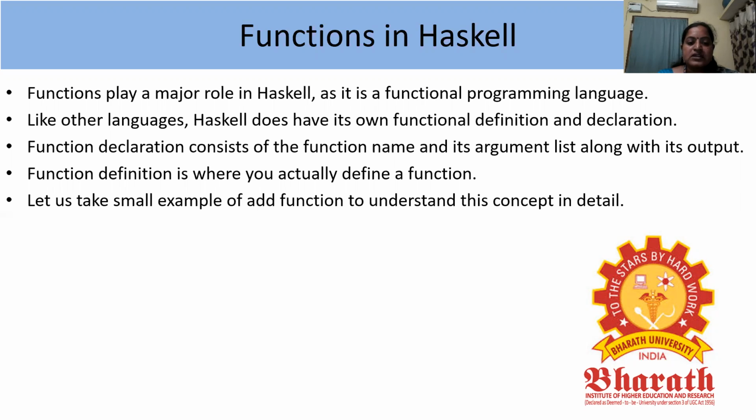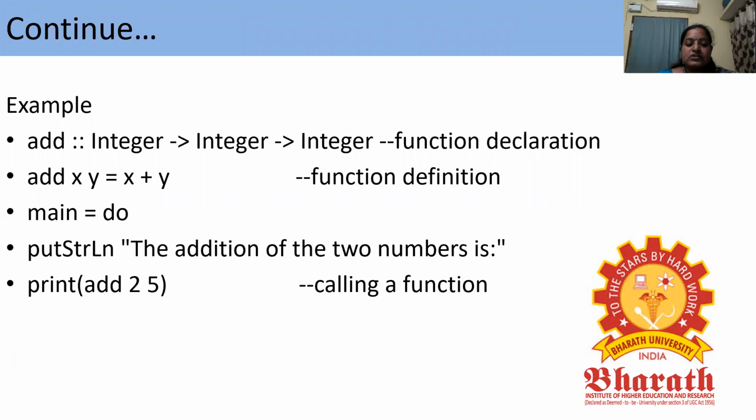Let us take a small example of an add function to understand this concept in detail. This is an example of addition of two numbers. Before going for a function definition in Haskell, we have to know how to declare a function. The function name, a user defined function name, we have to give, and then you have to mention the input and output data types. What is the input you are going to give, in the form of which data type, and then the output, in the form of which data type, we have to mention.